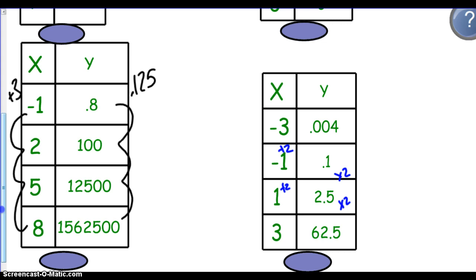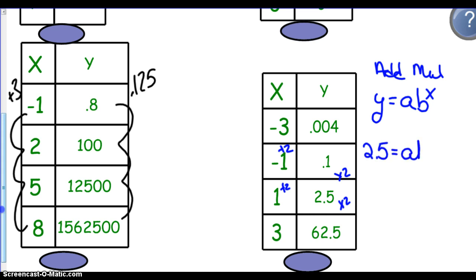Okay, so as I start, Y equals AB to the X. This is add, multiply is the pattern. And again, pick 2 points. It does not matter which one. So 2.5 equals AB to the first. I always like things that are easy. And then I'm going to go 62.5 equals AB to the third.